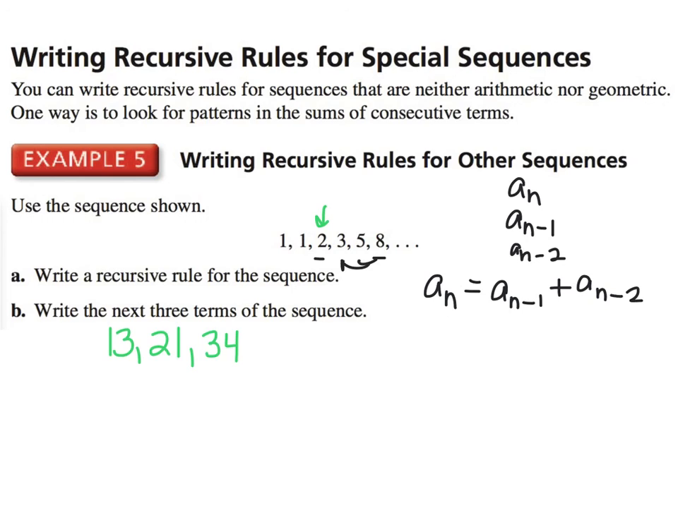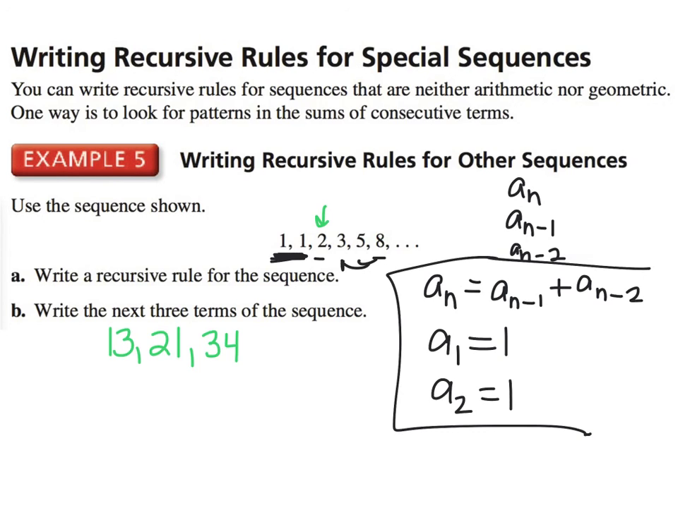The problem is I actually have to give you the first two numbers. You can't get either one of these ones on your own. You have to be given them. So you have to say a sub 1 equals 1 and a sub 2 equals 1. And there's your answer. So, again, if you give me the first two numbers in the sequence, the next number says to take those two numbers and add them together. And you just keep doing that same pattern. So this is a recursive rule for your special sequence.